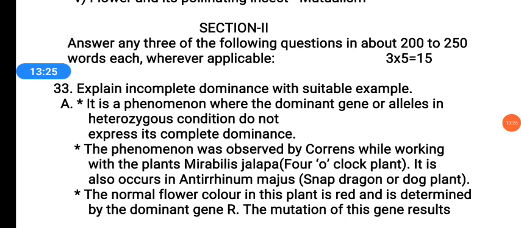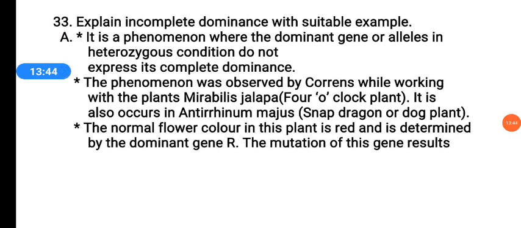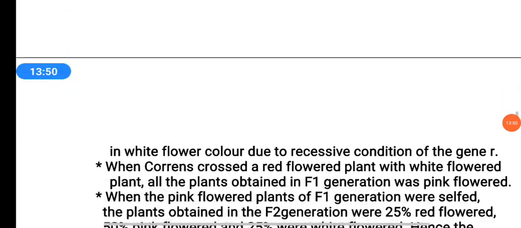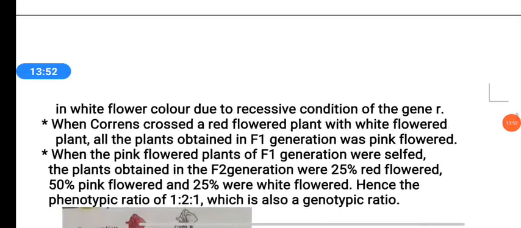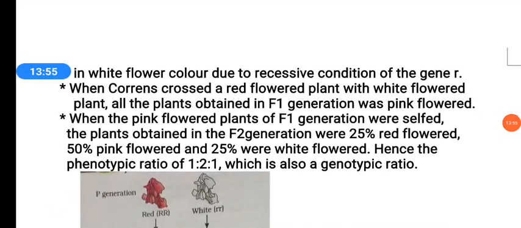The phenomenon was observed by Correns while working with the plant called Mirabilis jalapa, commonly called the four o'clock plant. It also occurs in Antirrhinum majus, snapdragon or dog plant, as we call it. The normal flower color in this plant is red and is determined by the dominant gene R, and mutation of this gene results in white color due to the recessive condition of the gene, small r.